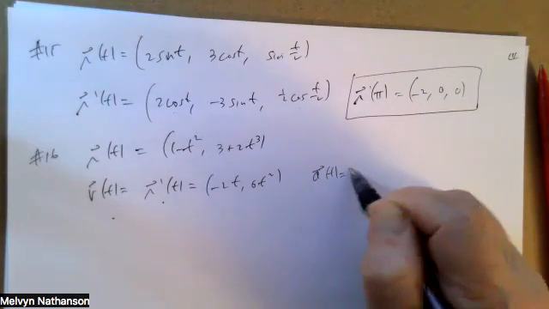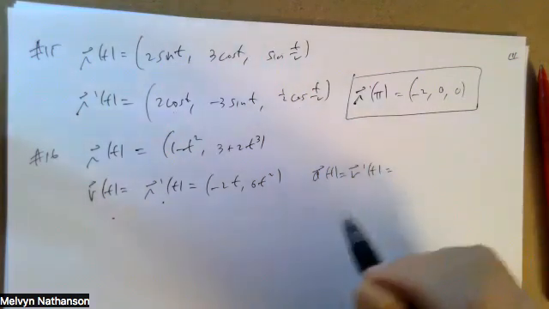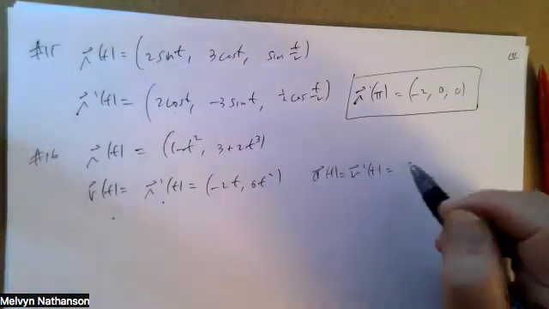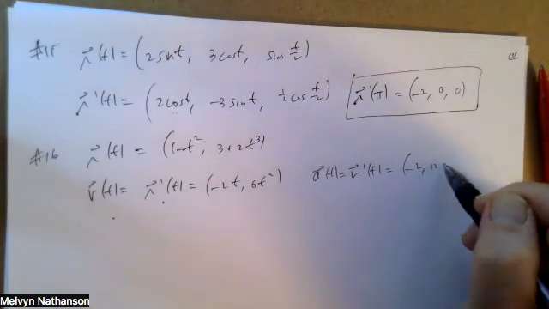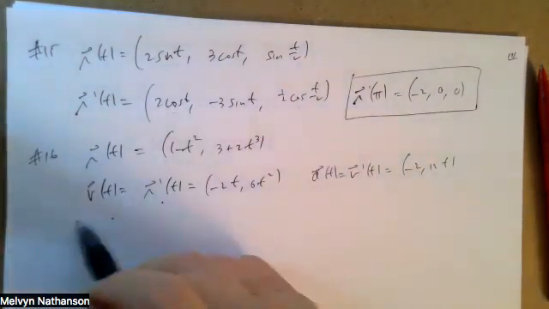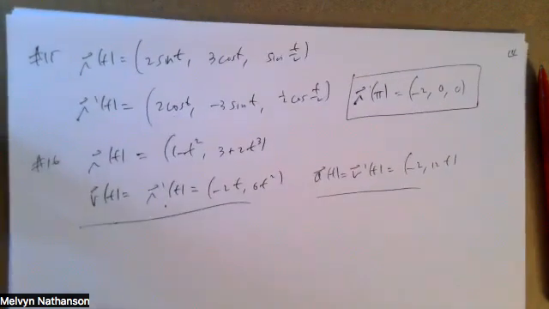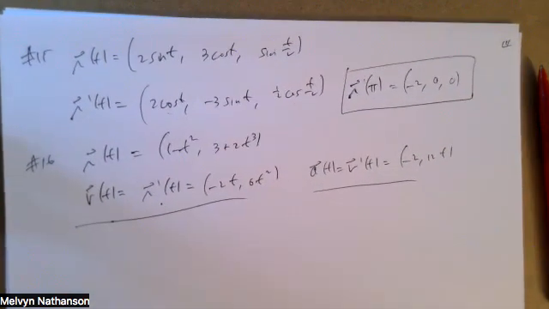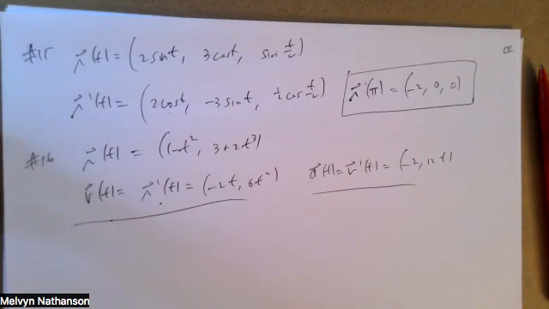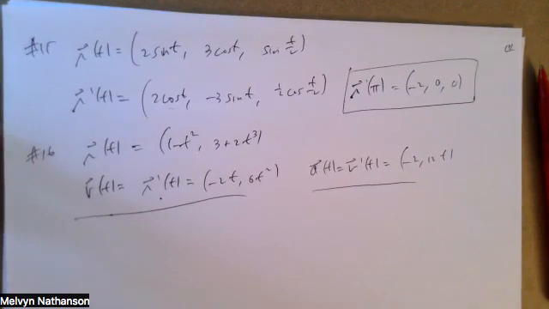Acceleration is the derivative of velocity. Differentiate this again, get minus 2, 12t. Okay. Any questions about this?